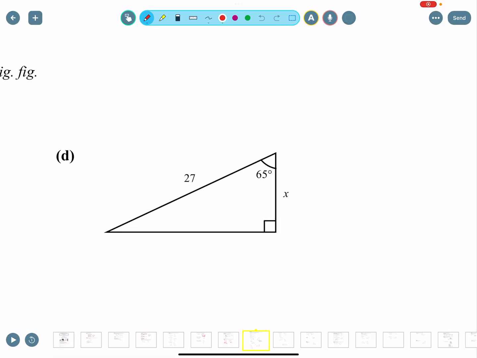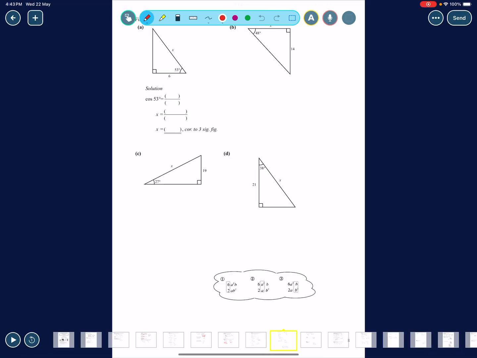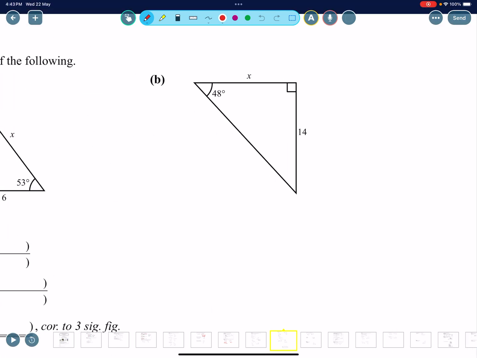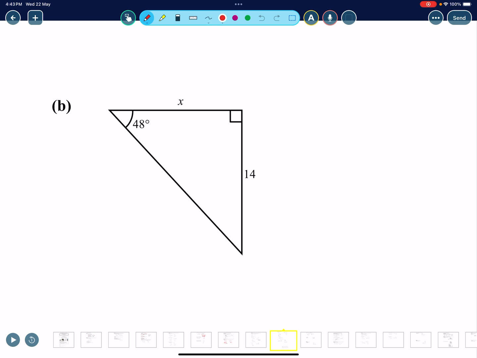Let's find a difficult one. Okay, here we go. This one's a bit different. We have opposite here and adjacent over here, so we're going to use tangent 48 degrees, O over A. O is 14. X is not always on the top side, so you have to follow the order of the trig ratio. So TOA, O over A.